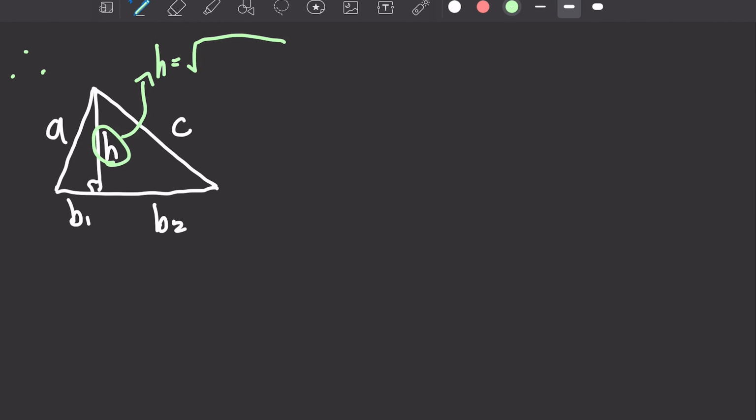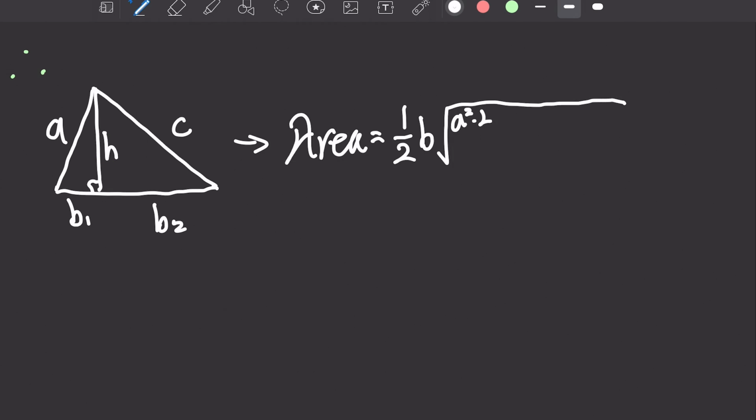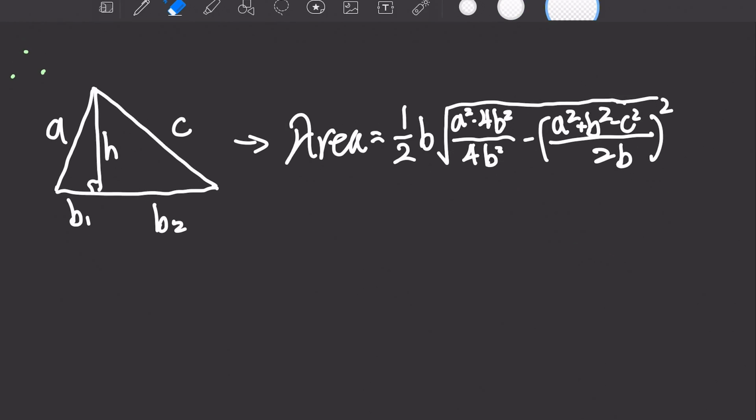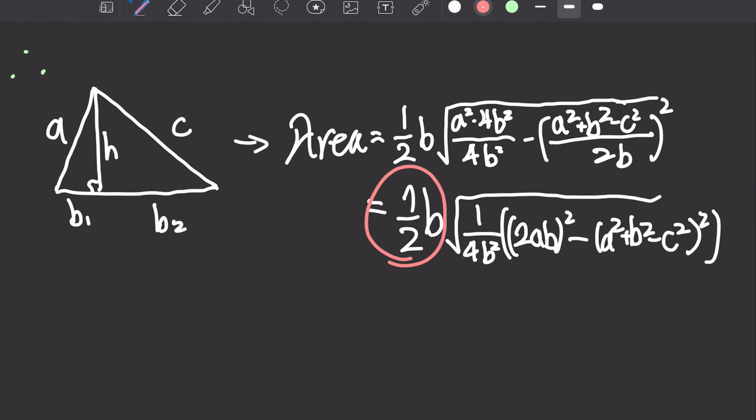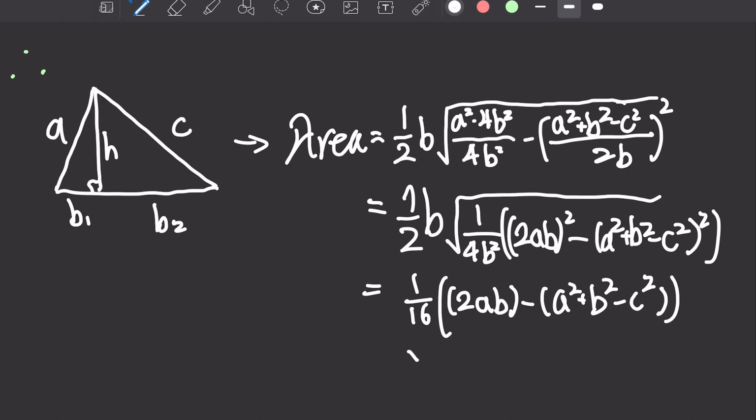Since h equals the square root of a squared minus b1 squared, we can say that the area is equal to 1 over 2b times the square root of a squared times 4b squared over 4b squared minus (a squared plus b squared minus c squared) over 2b squared. This can be simplified to 1 over 2b times the square root of 1 over 4b squared times (2ab squared minus (a squared plus b squared minus c squared) squared). We'll take the 1 over 2b inside the root, meaning that the b squared and the over b squared will cancel each other out, and over 4 times over 4 equals over 16, so our result would be the root of 1 over 16 times all that.